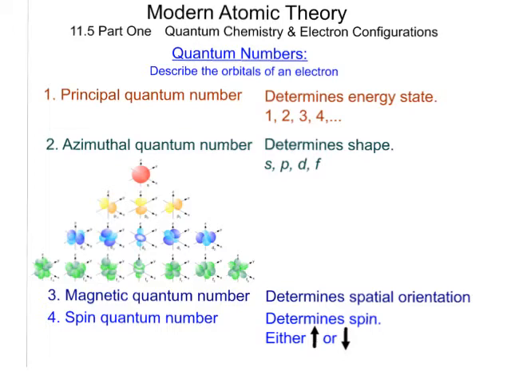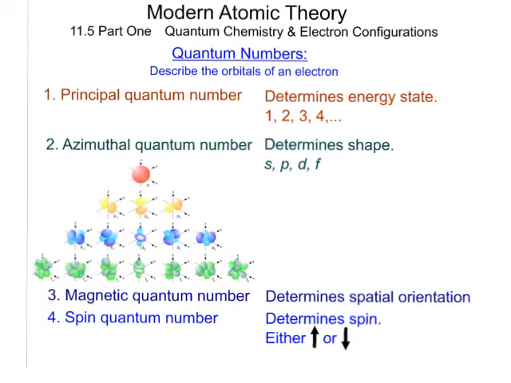The second quantum number is the azimuthal quantum number. You don't have to remember that big long name. It simply determines the shape. And the shape will be designated by an S, a P, a D, or an F. The S looks like this. The shape of the P orbital looks like this. And the combination of these images gives us the D orbital, and these are the F. So those are the shapes. They're shape orbitals. They determine what shape it is.